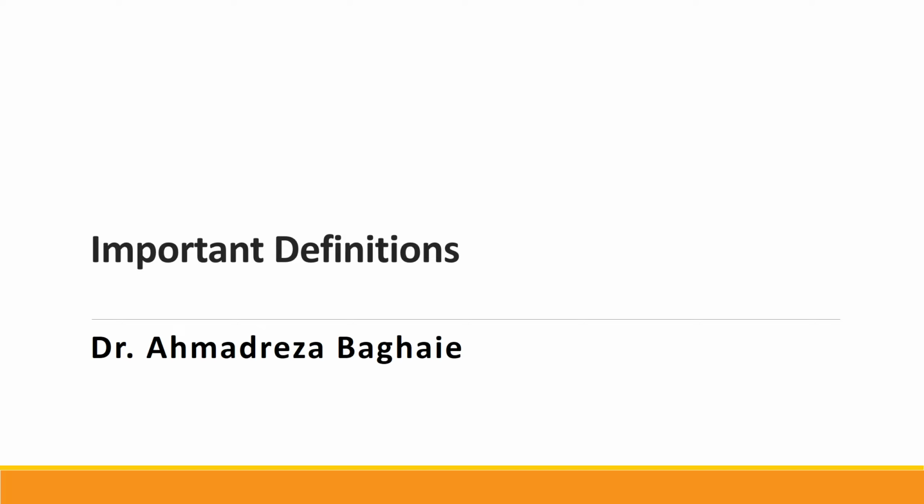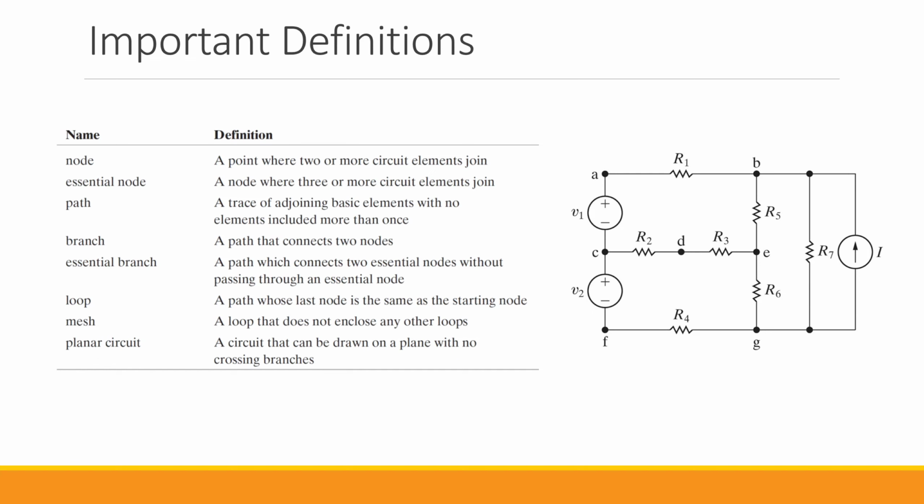In this video, I want to talk about a few important definitions that are necessary for us to understand more and more complex electric circuits. So let's just go through the definitions one by one, and I have this sample circuit to the right. For each one of these definitions, I will mention what exactly each of these definitions means more visually.